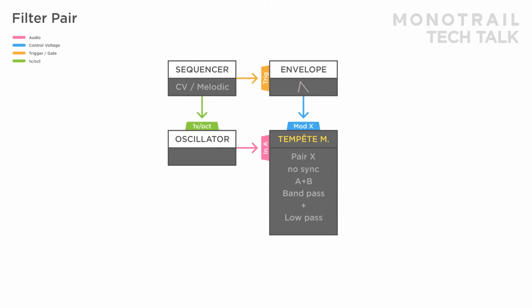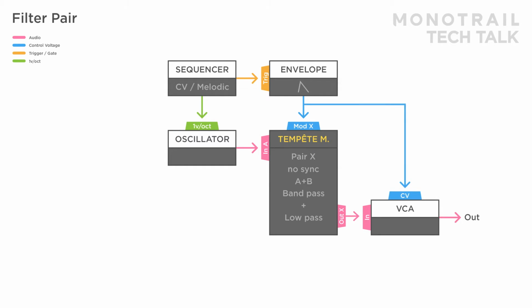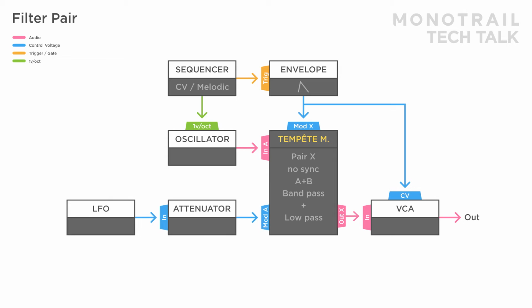Subtle different settings make a big difference. Here's the same setup with bandpass and low-pass filter, but instead of out B, the sum output of the pair is used and sent to a VCA for volume control. An attenuated LFO is used to modulate filter A.